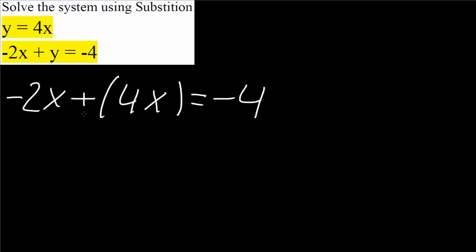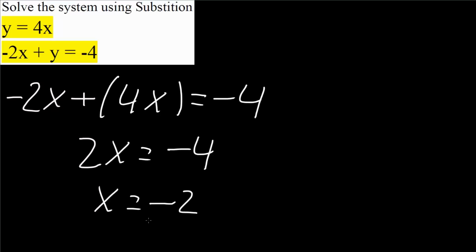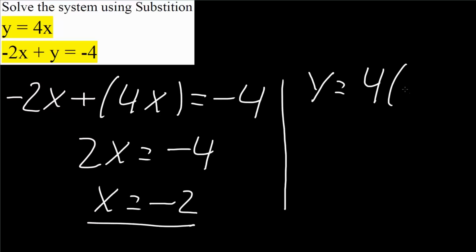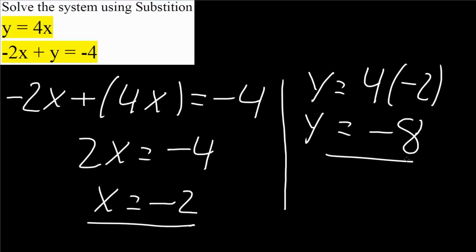Now I'm going to group the x's. Minus 2x plus 4x is 2x, which is equal to minus 4. And so x is equal to minus 2. This is an answer. Now we want to solve for y. We can simply plug in minus 2 for x and we would get y. So y is equal to 4 times minus 2, and we would get minus 8. So y is equal to minus 8. And so the solution will be negative 2 comma negative 8.